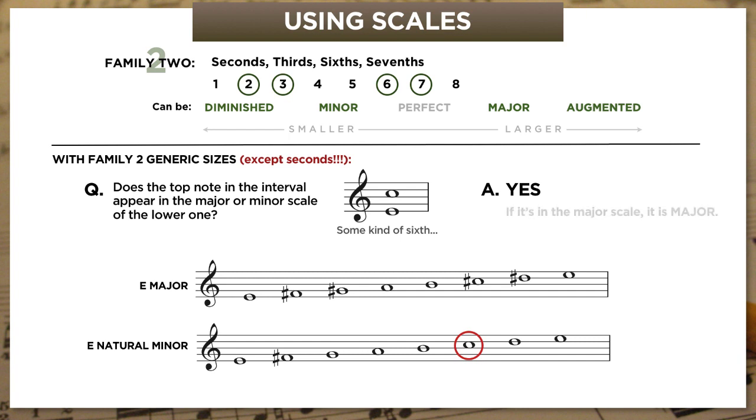So when you get a yes, if it's in the major scale, it's a major interval. And if it's in the minor scale, it's a minor interval. So C is in the E natural minor scale. That means it's a minor sixth.